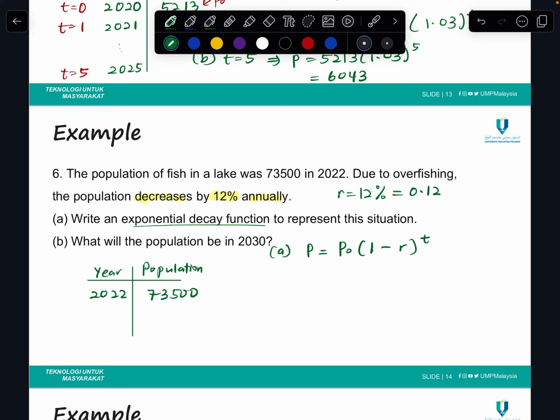Then let's insert the appropriate value. What is P naught? P naught is the first value, so we regard this as P naught, and this is t equal to 0. So 73500, (1 minus r, which is 0.12) to the power of t. Then we simplify this to become a complete formula. 1 minus 0.12 is 0.88 to the power of t. So this is your decay function.